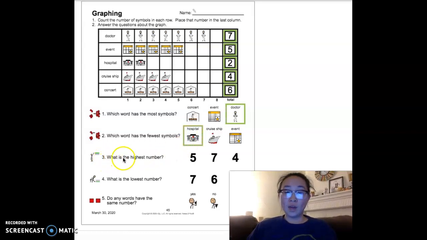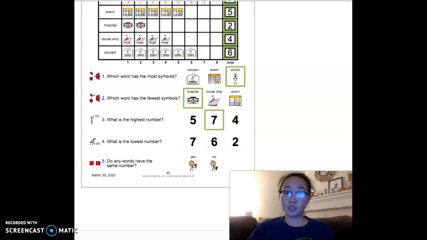Number 3 asks, what is the highest number? So which number is highest? 5, 7, or 4? So this is a little tricky, but we can look here. We have 5, 7, or 4. And so we can see this by thinking, which one has the most amount of icons? And if we look at that, it's similar to question number 1. The most icons is 7. That is our highest number, 7.